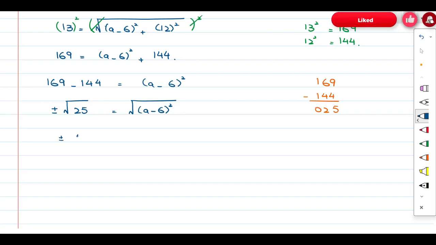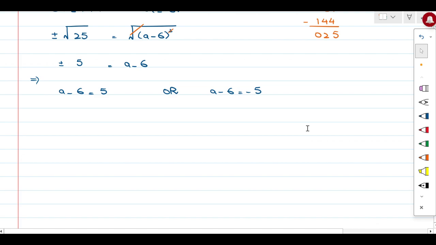This is plus minus root of 25, a perfect square, which is 5. And here you can see the square and the square root cancel out, and we are left with a minus 6. Now we have two solutions. A minus 6 can be equal to 5, or a minus 6 can be equal to minus 5. So now you can see from here you will get two values for a.